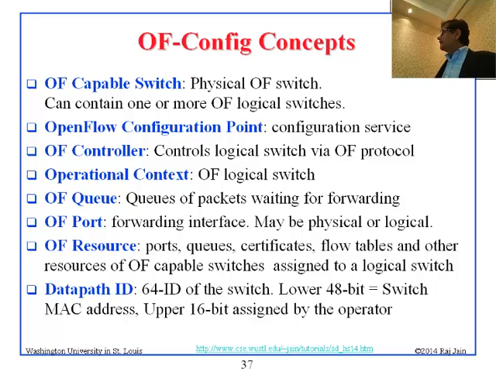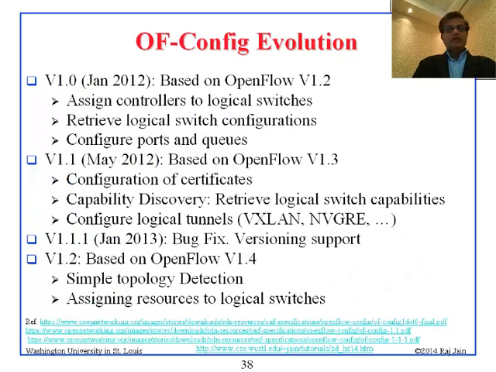Okay? And then the controller is there, and the operational context, basically which logical switch we are talking about, how many queues, how many ports, how many other resources such as certificates, tables, etc. And the datapath ID. Each switch has an ID, a 64-bit ID, of which 48 bits are the MAC address of some particular port, and 16 bits we just assigned, so that we call this switch some number followed by the MAC address of the first port. Okay. Anyway, OF-config.